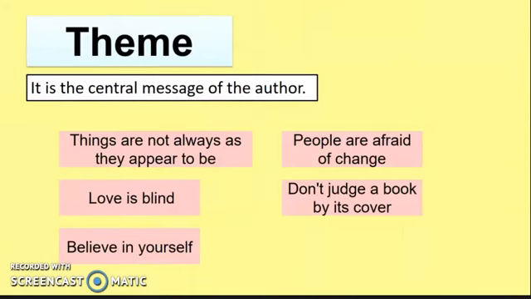Now let's proceed to the theme. Theme is the central message of the author. Theme is not the plot of the story. It is the central message of the playwright or the author. It is the underlying truth that is being conveyed in the story. Themes can be universal, meaning they are understood by readers no matter what culture or country the readers are. For example, things are not always as they appear to be. Love is blind. Believe in yourself. People are afraid of change. Don't judge a book by its cover. Those are some examples of theme.